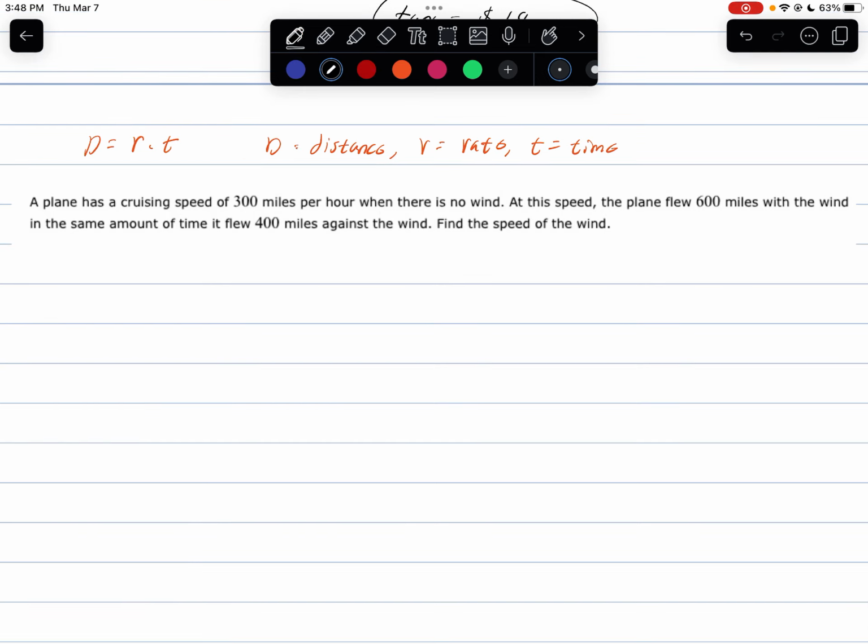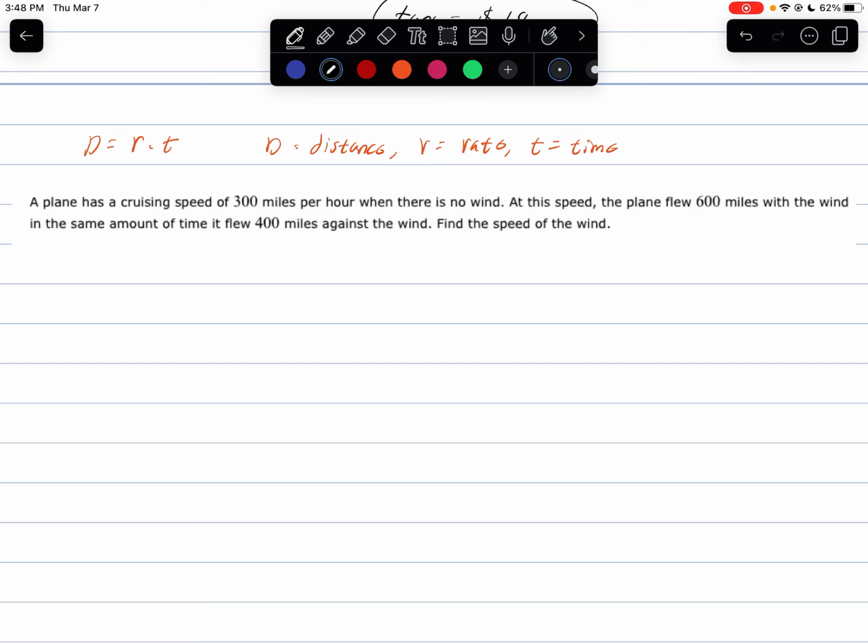Here we have the first one. It says a plane has a cruising speed of 300 miles per hour when there is no wind. At this speed, the plane flew 600 miles with the wind in the same amount of time as it flew 400 miles against the wind. So we want to find the speed of the wind.